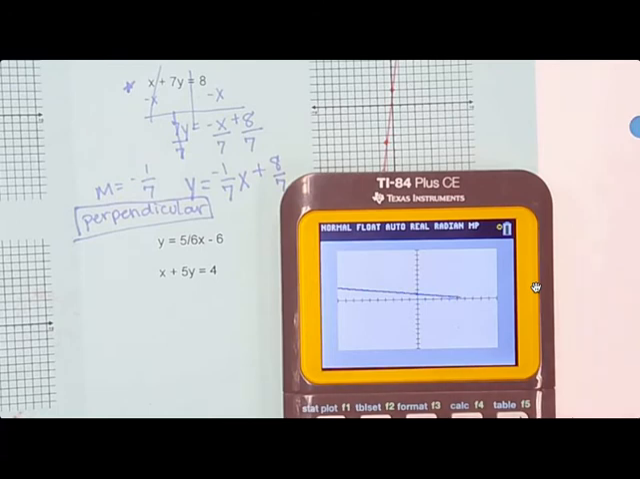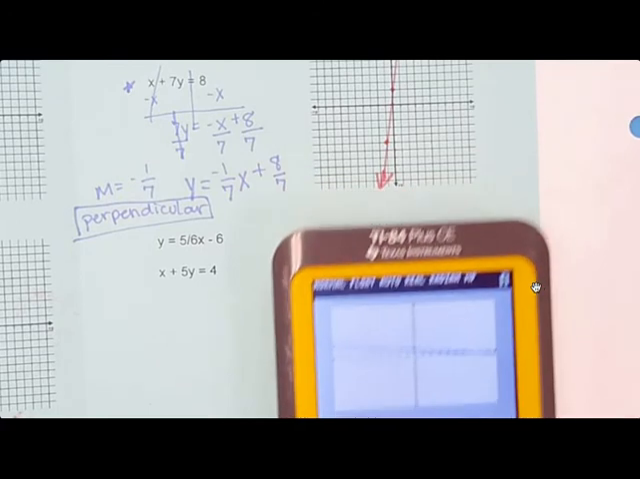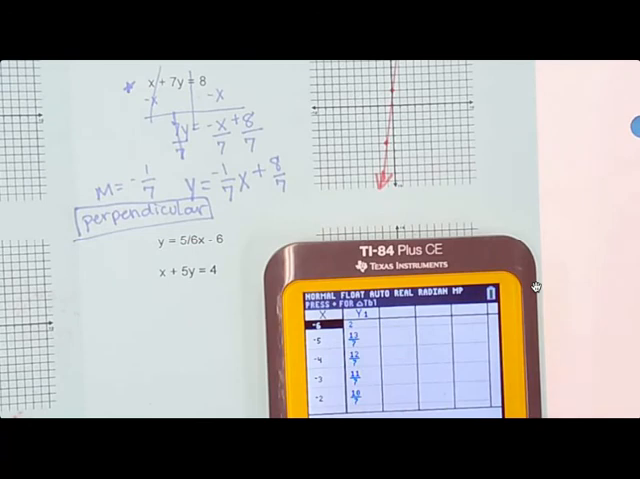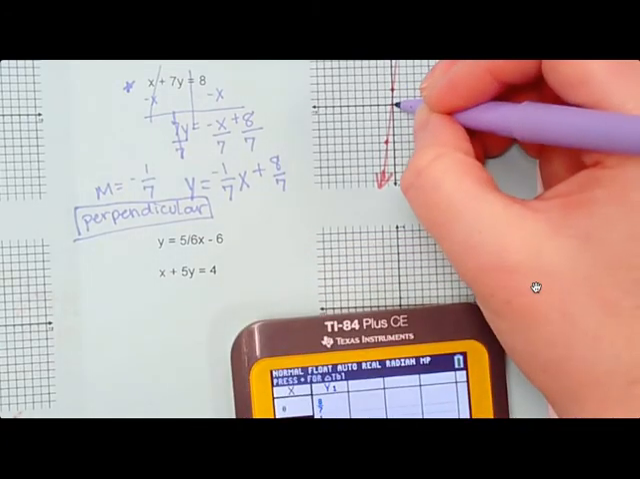But in order to graph it on my paper, I need to get a good point. So I need to go to the table. So second graph, which is a table, look and see where whole number points are. 1, 1. Yeah, 1, 1. So let's graph 1, 1.